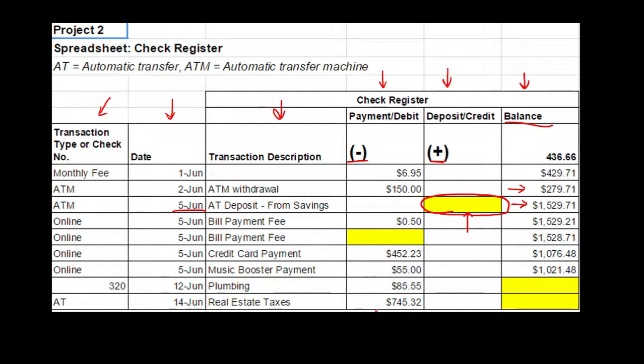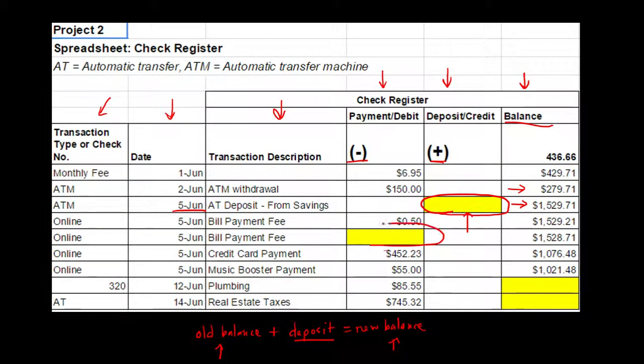So I ask myself, what deposit would have been made to go from my old balance of $279.71, so then some deposit was made, and now I have a new balance of $1,529.71. So you plug in what you know, which is the old and new balance, and you use that information to solve for your deposit.